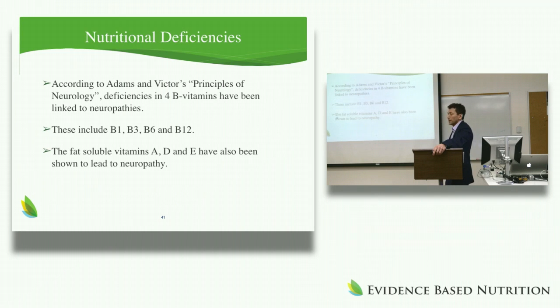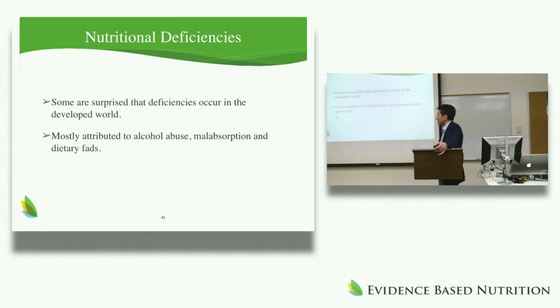Now, getting into nutritional deficiencies associated with neuropathies. Adams and Victor's Principles of Neurology is a relatively important neurology book. It's written by a couple of Harvard medical professors, and that's why I chose to put this reference, because even within those circles, it's starting to be accepted that nutritional deficiencies are a big factor. B1, 3, 6, and 12 have all been implicated. Fat-soluble vitamins A, D, and E have also been shown to lead to neuropathy.